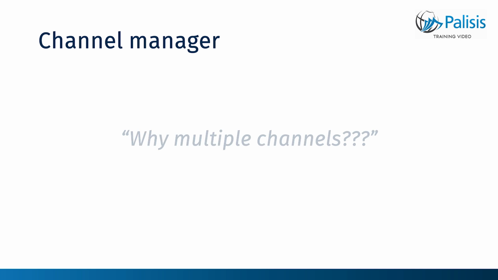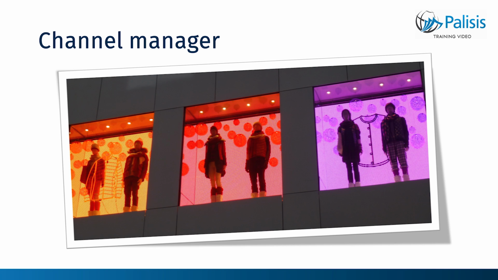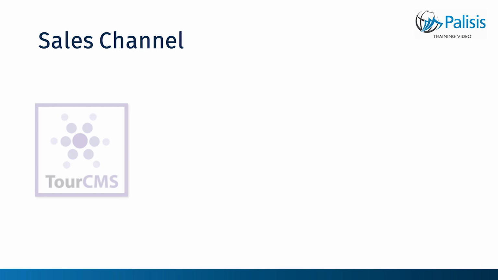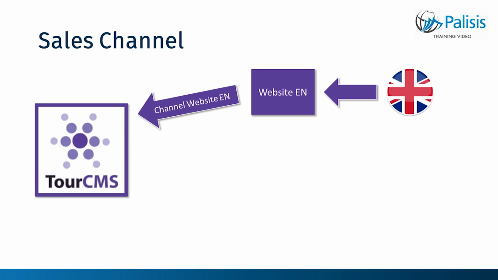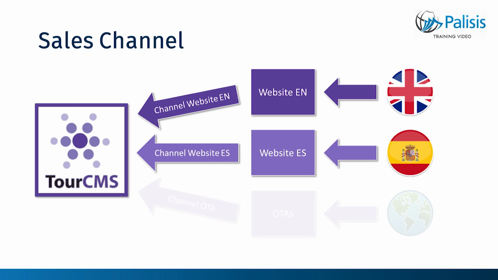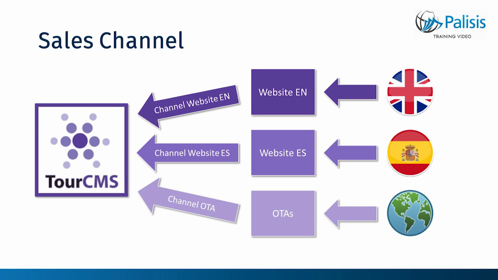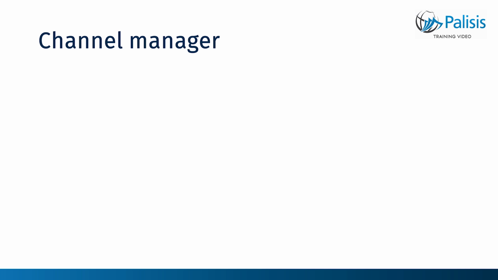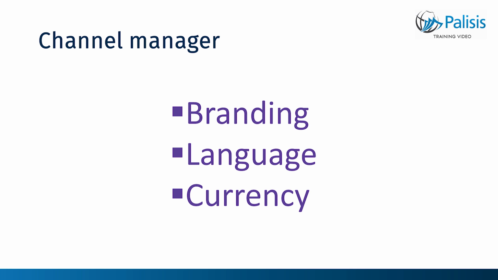Customers often ask me what the purpose of having multiple channels might be. That's a very good question. The sales channel is like a display window of a store. Here you can showcase your company and your products. Every sales channel can be tailored to a brand and/or a specific group of customers. Now the three main aspects of this customization are branding, language and currency.